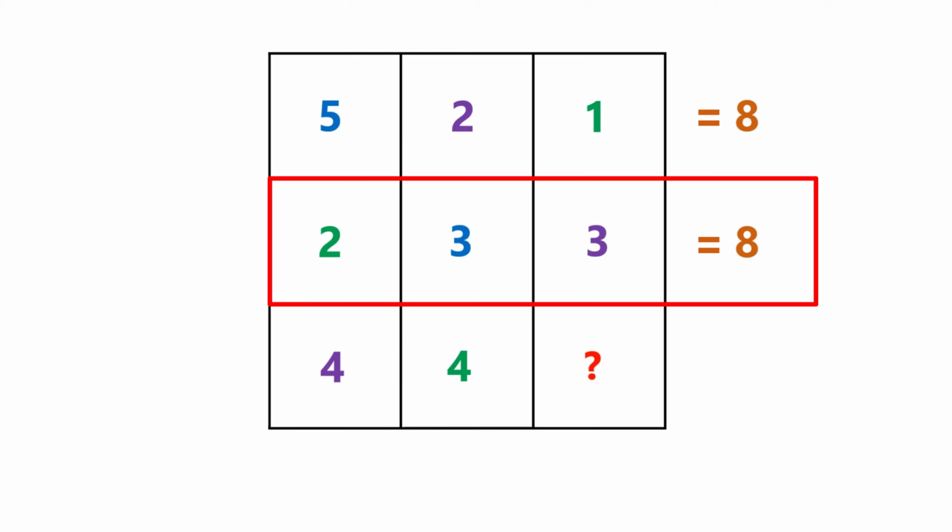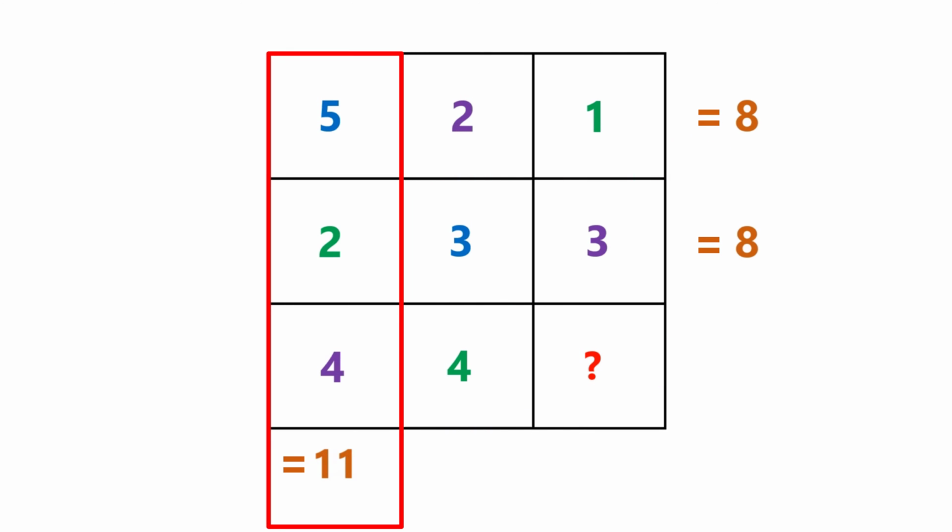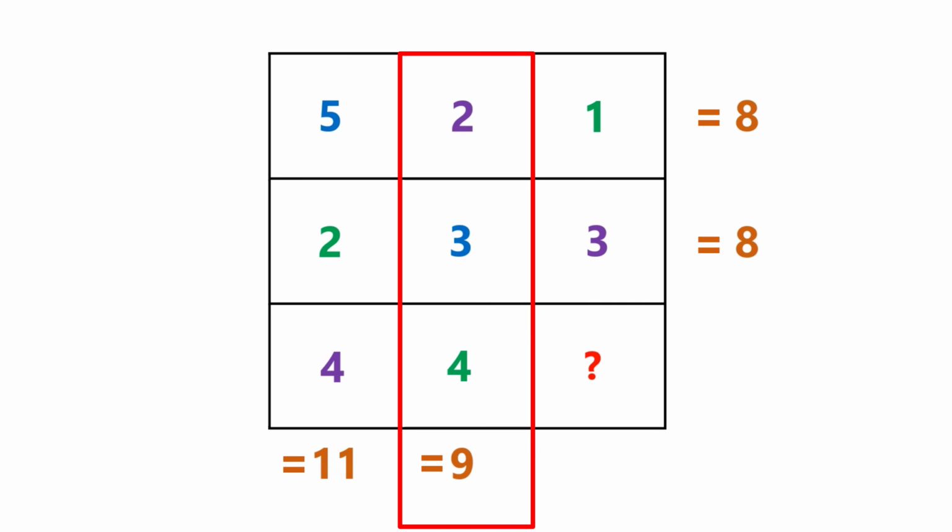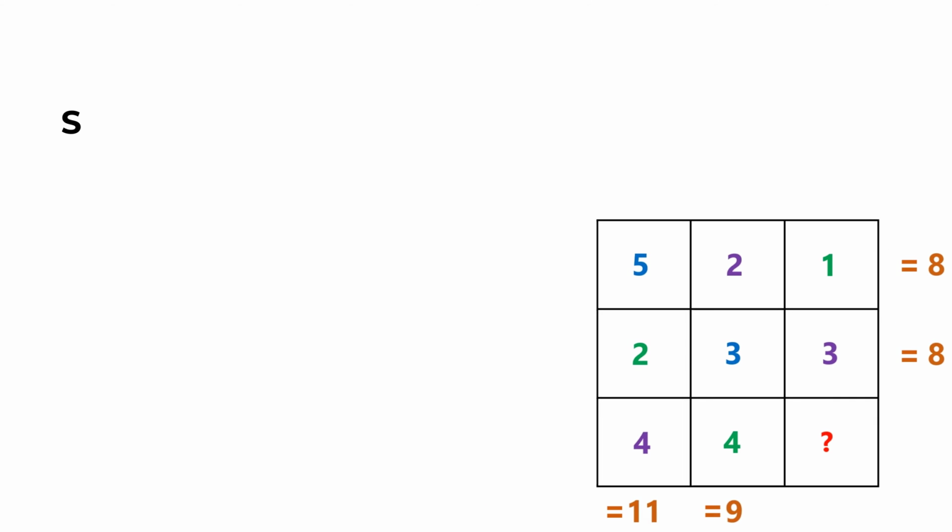Let's look if there is a pattern for the columns that have full sets of numbers. 5 plus 2 plus 4 equals 11. 2 plus 3 plus 4 equals 9. So there is no pattern. In this case, we can relatively simply use the pattern from the rows. This would allow us to calculate the third row.